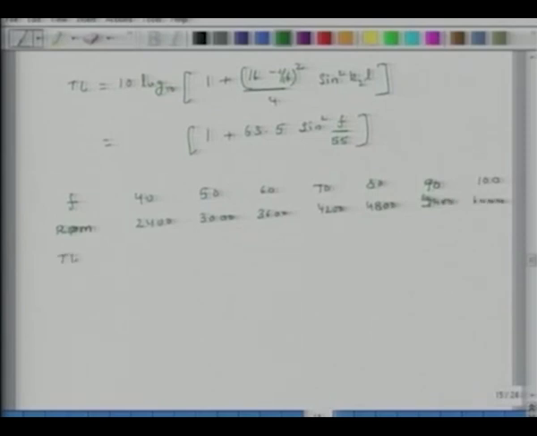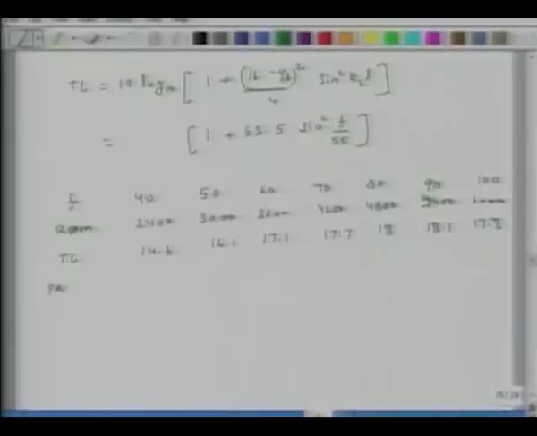Transmission loss in decibels I calculated is 14.6, 16.1, 17.1, then an increment of 0.7, 18, 18.1, 17.8. So it starts going down after 80-90 Hertz. Now if I want to see how much less noisy it becomes in terms of what is the reduction in pressure, so I say pressure reduction factor.